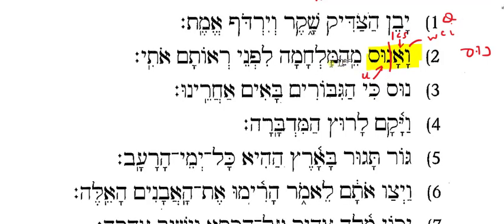Now, what is me hamilchama? Yeah, from the battle. Good. And then lifnei means before. Now this can be spatial or temporal. Before a time or literally before a person or a thing. I escaped from the battle before Re'otham.